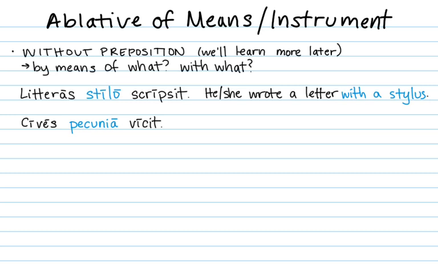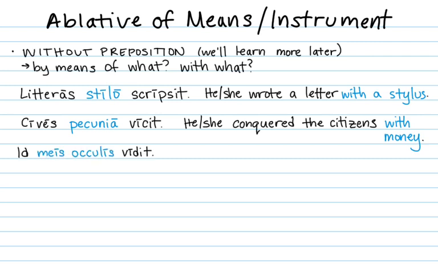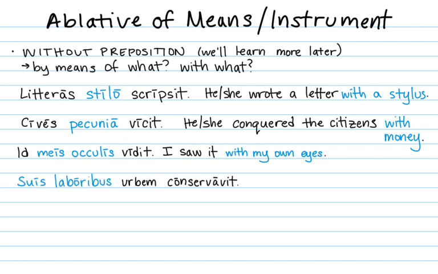Cives pecunia vicit, he or she conquered the citizens with money, answers the question, with what? By means of what? In the sample sentence, id meis oculis vidi, I saw it with my own eyes. By what means did I see it? By means of my own eyes. Suis laboribus urbem conservavit, he saved the city by his own labor. By what means did he save the city? By means of his own labor.